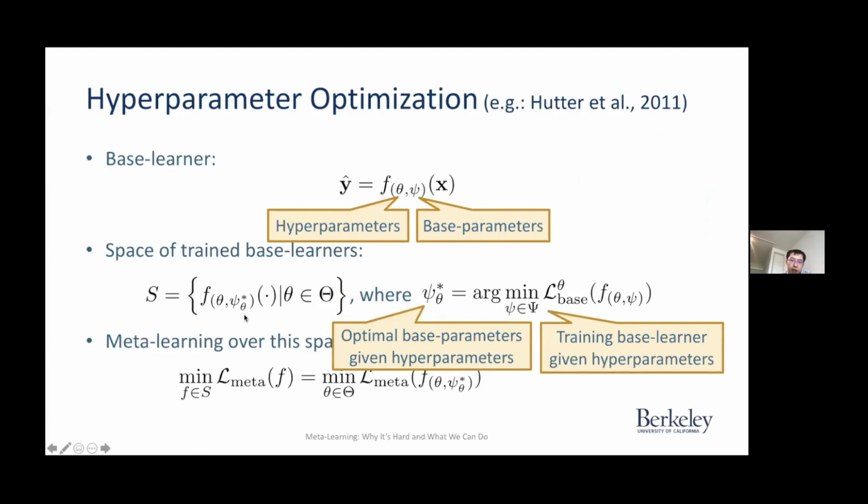We basically have, again, the same space of trained base learners, except that our loss function can also depend on the hyperparameters theta. In this case, you can think of theta as containing, for example, the regularization hyperparameters that you might have in the loss. After you train this base learner, psi theta star is going to denote the optimal base parameters given the hyperparameters.